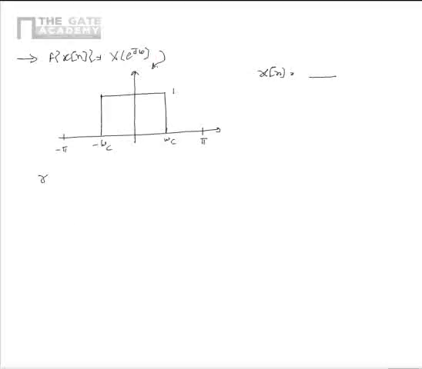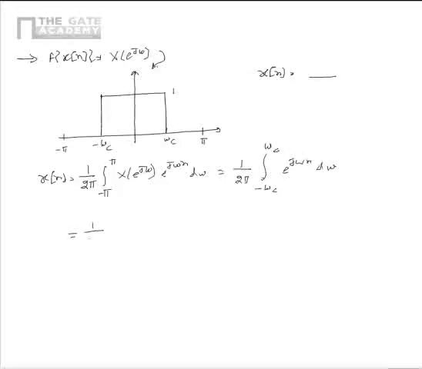We know that from the synthesis formula, x of n can be written as 1 by 2 pi integral minus pi to pi x of e power j omega multiplied by e power j omega n d omega. Upon substitution for x of e power j omega, this becomes 1 by 2 pi integral minus omega c to plus omega c e power j omega n d omega.